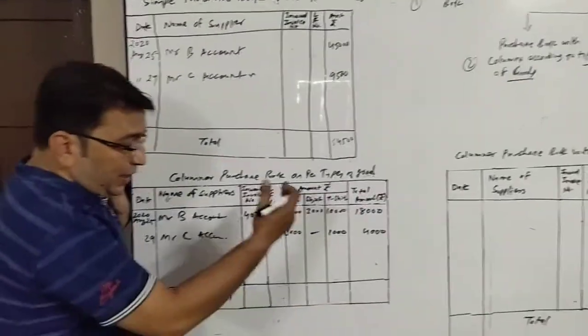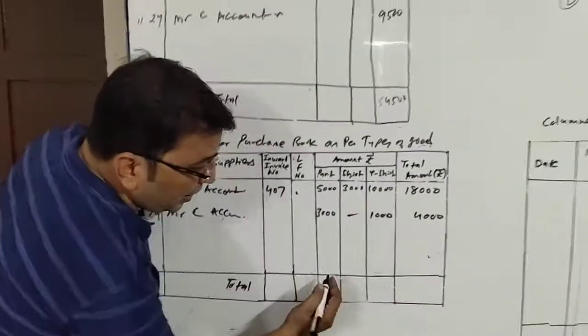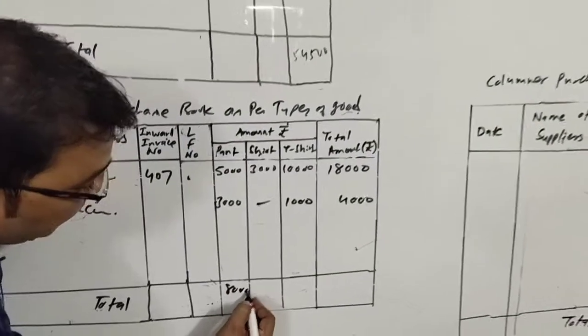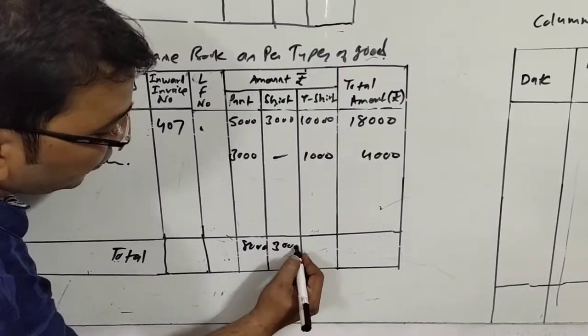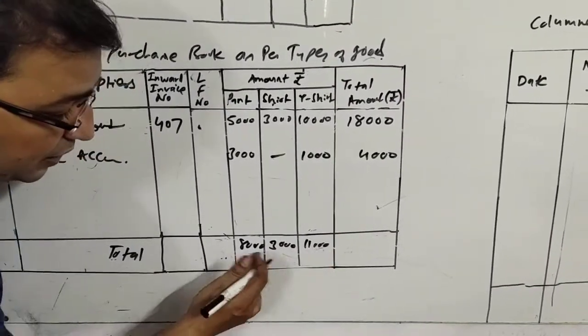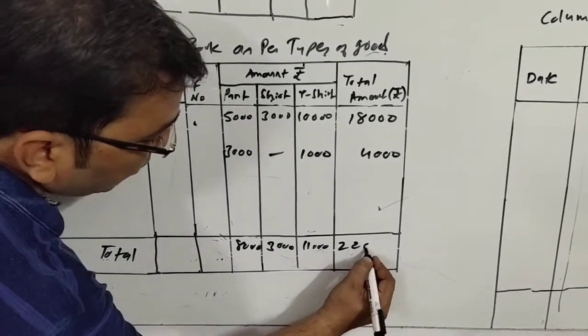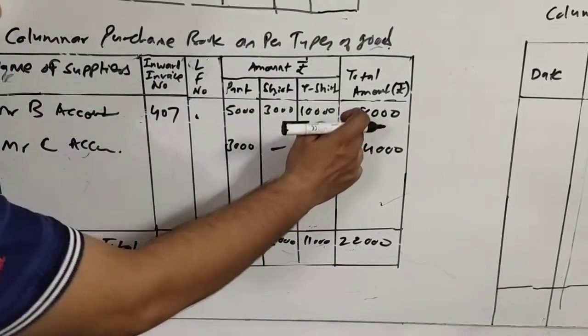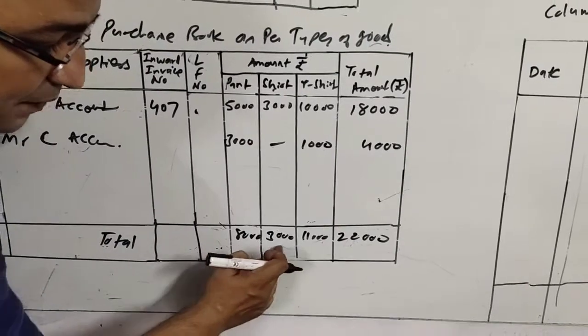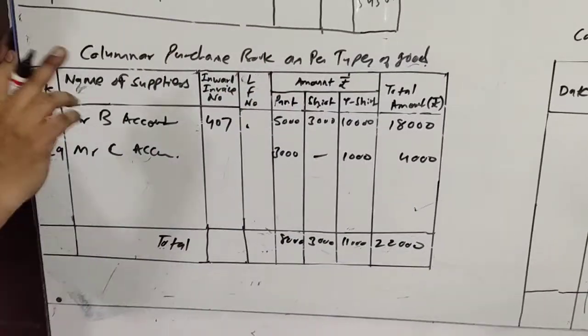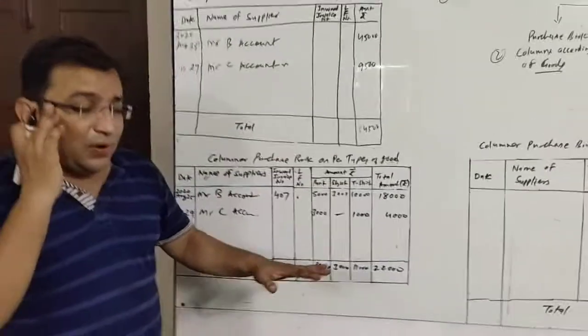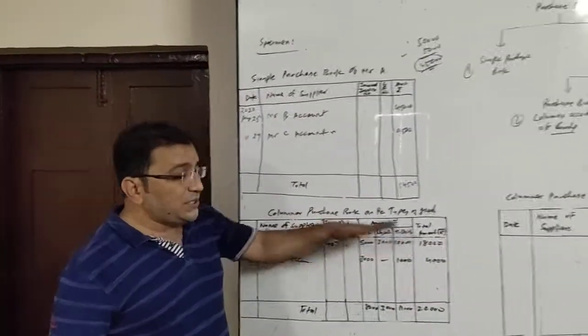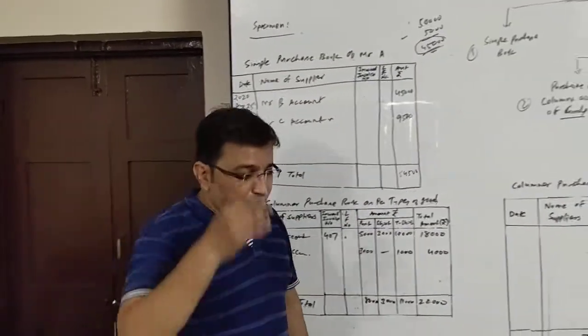Right? And finally, as usual, we will make the final total. Suppose here 8,000, this is 3,000, and this is 11,000. 8, 3, 11, and 11, 22. This total will be tallied. This 18 plus 4, 22. 8 plus 3 plus 11, 22. This total will get tallied. So this is how we prepare the columnar purchase book according to types of goods.